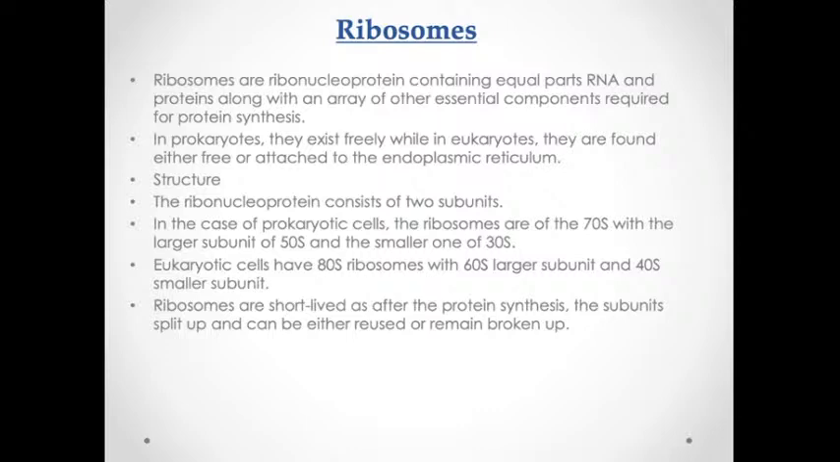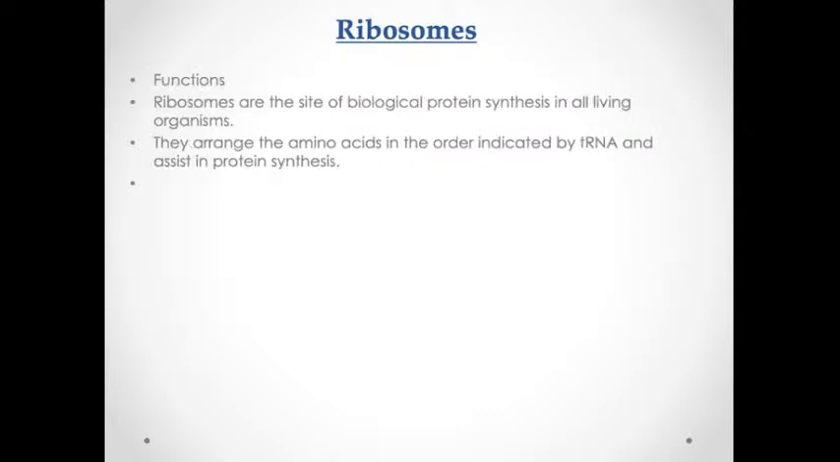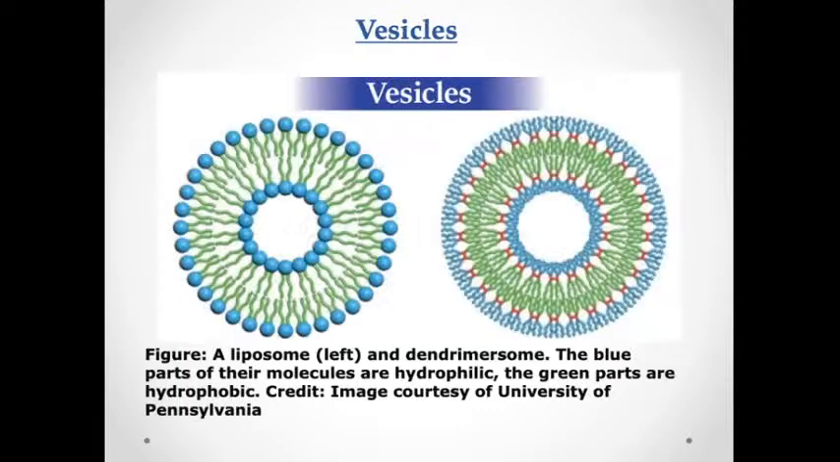The structure looks like it has two subunits. In the case of prokaryotes, they have 70S ribosomes with a 50S large subunit and a 30S small subunit. In eukaryotes, 80S ribosomes with a 60S large subunit and a 40S smaller subunit. Ribosomes are short-lived, as after protein synthesis the subunits split up and can be either reused or remain broken up. Ribosomes are the site of biological protein synthesis in living organisms. They arrange the amino acids in the order indicated by transfer RNA and assist in protein synthesis.